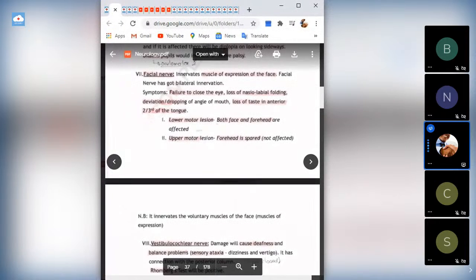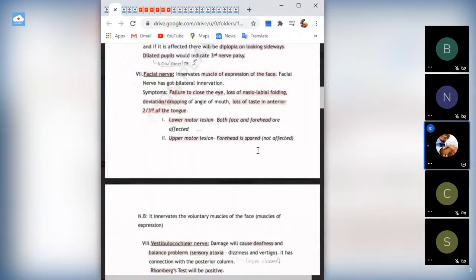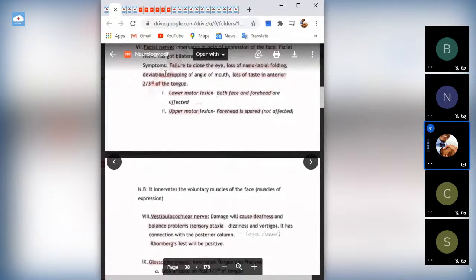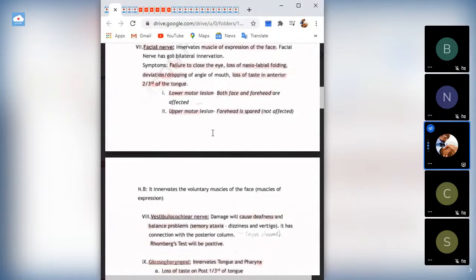Now, there are about 7 things, and I think I've mentioned like 6. Okay, so with all this, you will be able to tell different things that the facial nerve does. All right. So, of course, failure to close the eye, loss of nasolabial folding, deviation or drooping of angle of the mouth, loss of taste in anterior two-thirds of the tongue. Now, it has the upper motor neuron type and the lower motor neuron type. And upper motor neuron type usually follows stroke, tumors, and things like that. Right? Tells you that it's upper motor neuron. Then demyelinating diseases and all that.